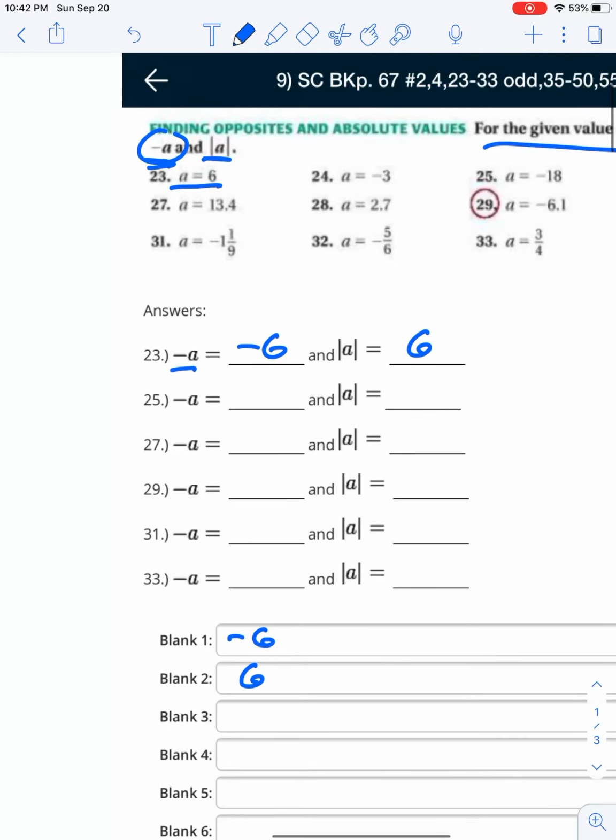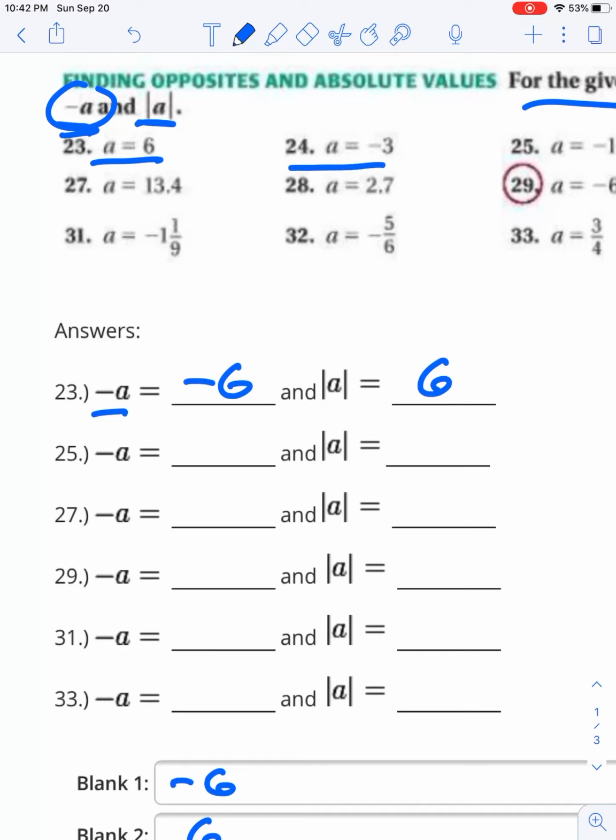Okay, let's take a look at the next one, number 24. It says A is negative 3. So again, this is really a way of saying what's the opposite of negative 3. Well, that's going to be positive 3. And then when you say what's the absolute value of negative 3, you're also going to say positive 3.